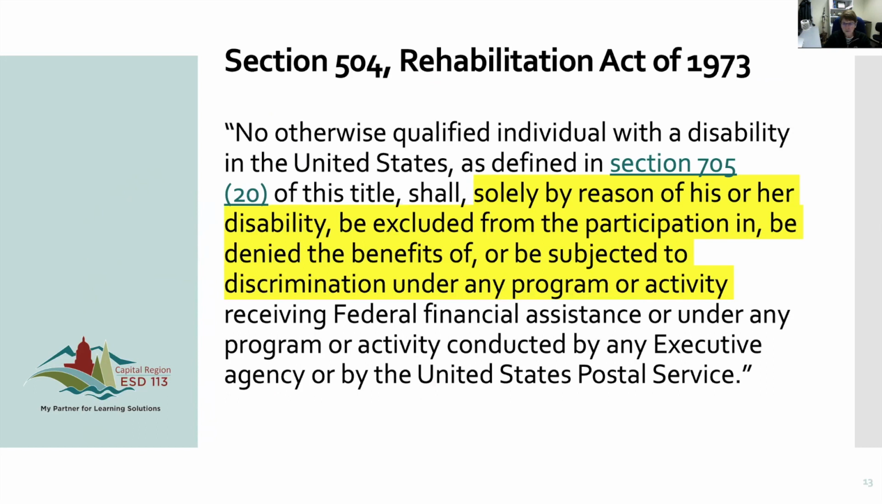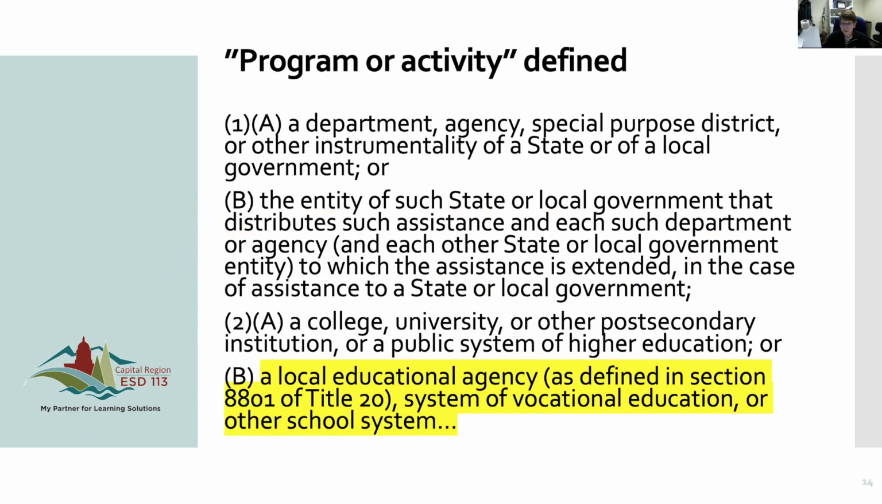Section 504 of the Rehabilitation Act of 1973 prohibits discrimination by reason of disability, and you can't exclude people from participation in, be denied the benefits of, or be subjected to discrimination under any program or activity receiving federal financial assistance. In the definition of program or activity, you'll see in 2B that local education agencies are called out specifically. So if you work for a local education agency of any sort, you may not discriminate based on disability.